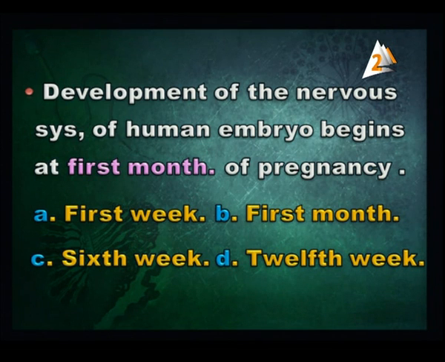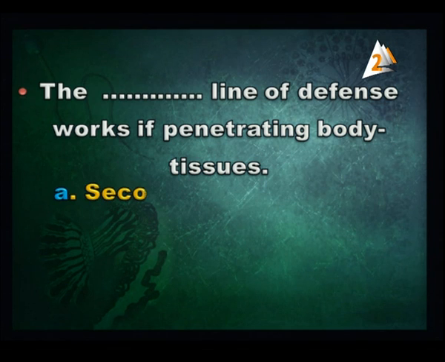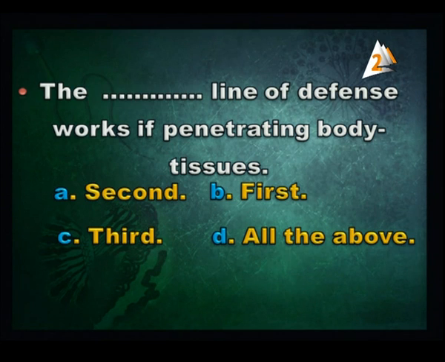of pregnancy. The space line of defense works if pathogens succeeded in penetrating body tissues. Second, first, third, all the above. That's right. The second line of defense works if pathogens succeeded in penetrating body tissues.